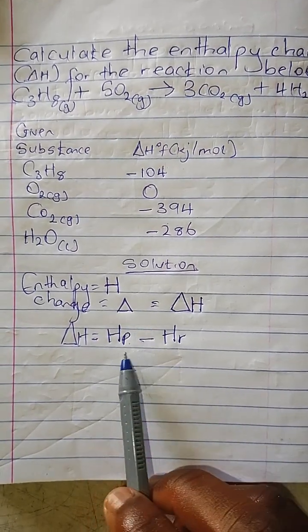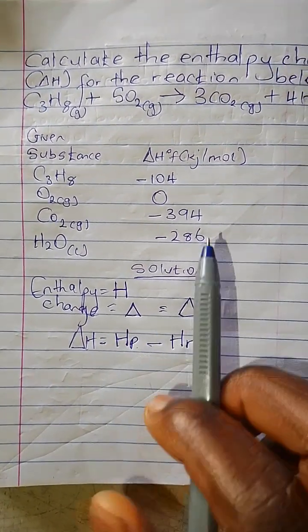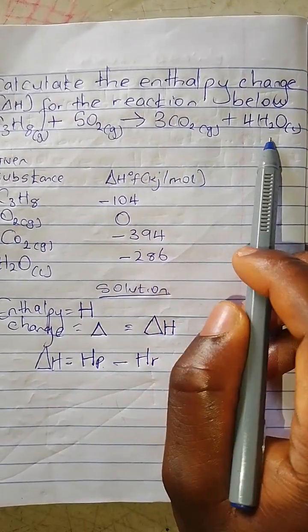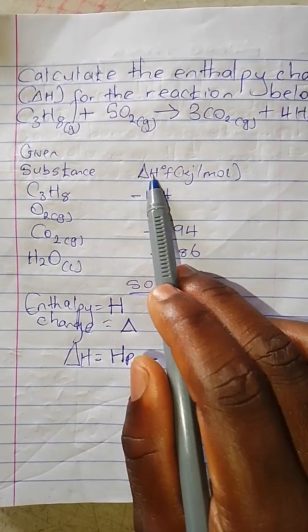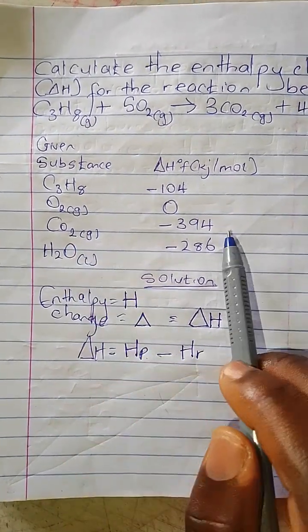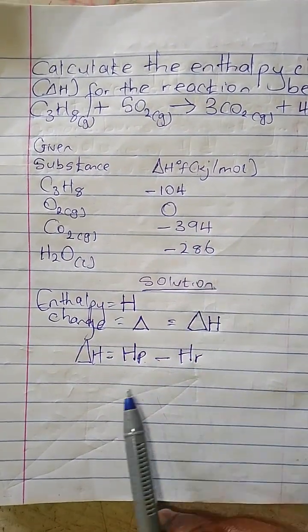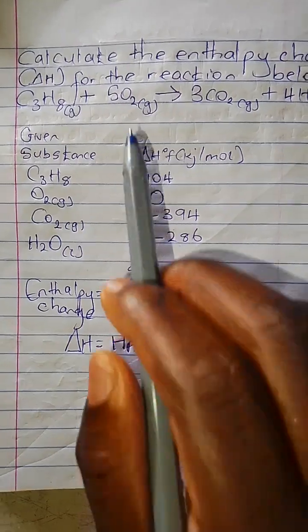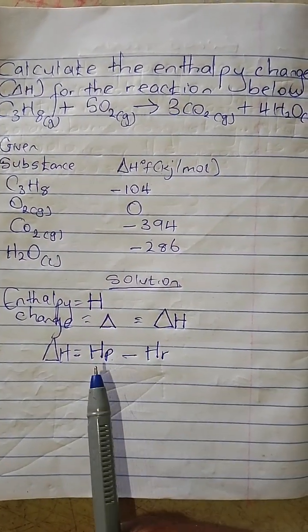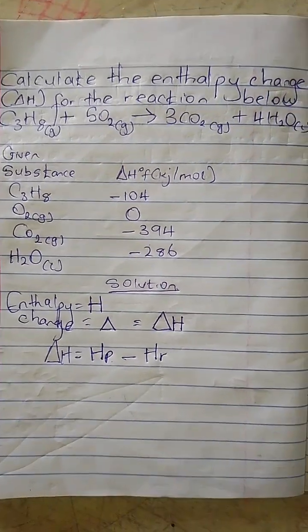Now what are we going to do about this heat of product? You can see the products are carbon dioxide and water, and we're given their enthalpy changes. So we're going to be adding these two up for the heat of product. And the heat of reactant, we are also going to add, then subtract the heat of reactant from the heat of product.